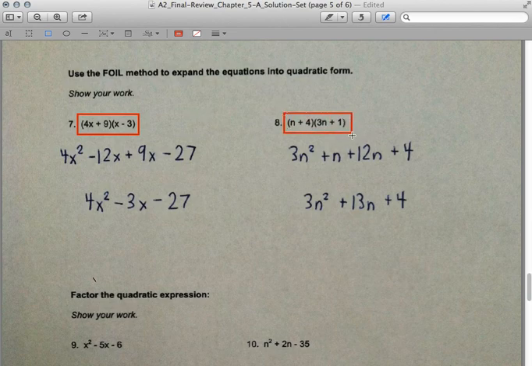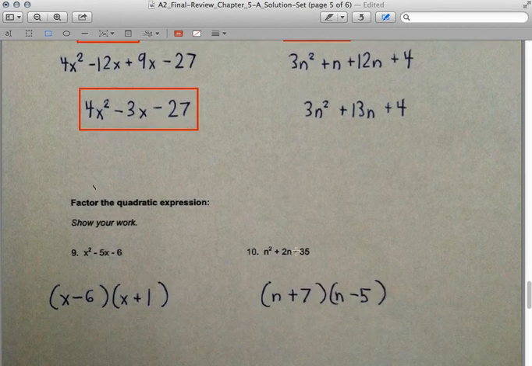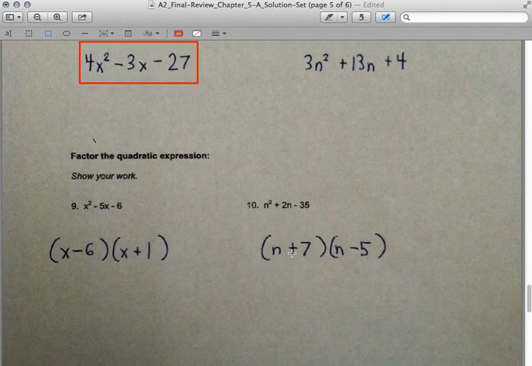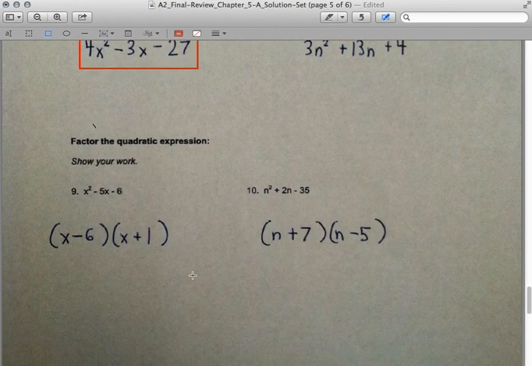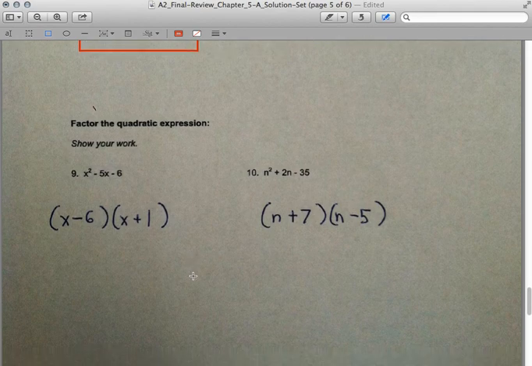So we can either understand it as the FOIL method when dealing with two binomials, or we can understand it as the distributive property twice, and each time we'll create a quadratic expression here in the form ax² + bx + c. We can also work backwards, where we start with a quadratic expression and we factor that quadratic expression into its smaller parts.